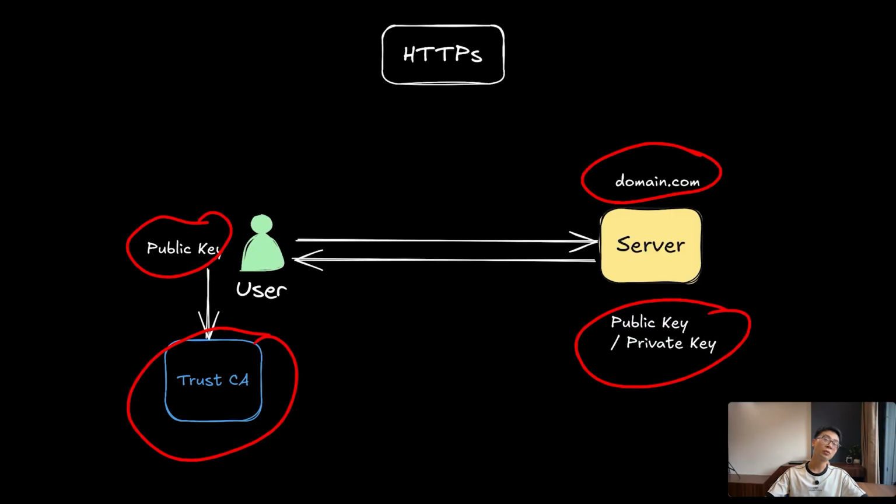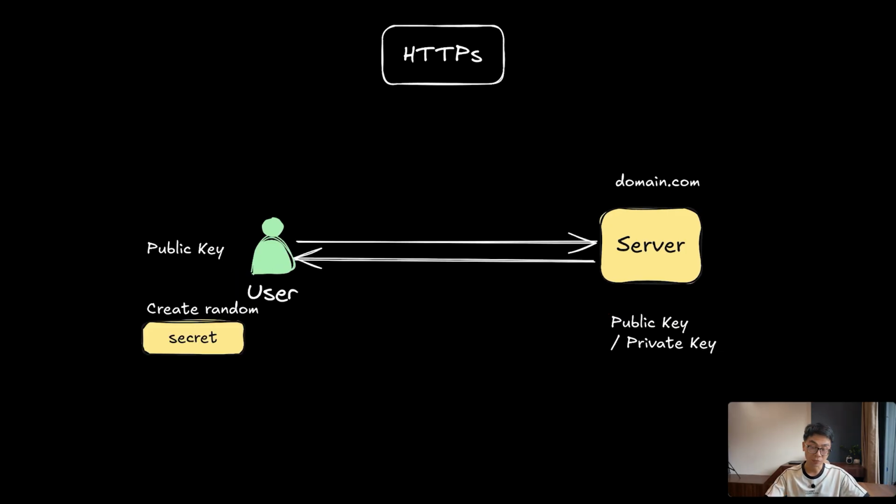But there's another problem, because public key and private key encryption and decryption take a lot of computation power compared to using symmetric encryption. So because of that, we should still have some additional steps so the browser and the server can share the same secret to do symmetric encryption.